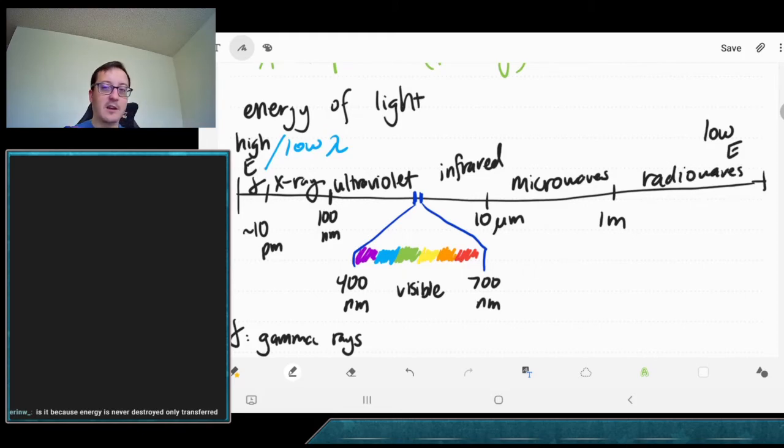So radio waves are going to go from kilometers. They have kilometers between the tops of their waves. So huge difference, right? Picometers to kilometers. It's incredible.